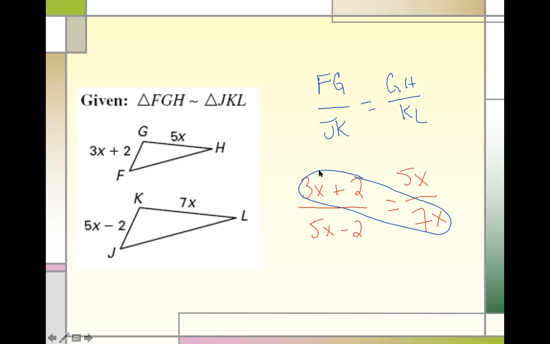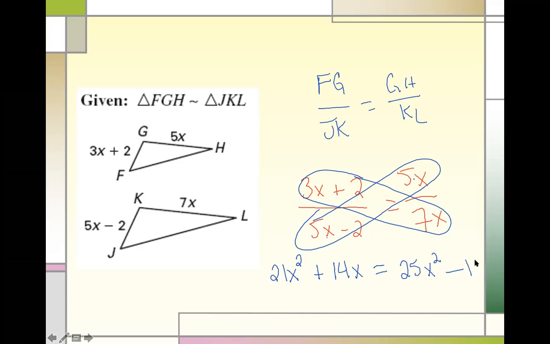So what is 7 times 3? 21. Good. And x times x is x to the second power. Yep, good. Now 7x times 2 is going to give me 14x. I have to set that equal to my other cross product. So now I'm going to multiply 5x times 5x. It's going to give me what? 25x to the second power. Perfect. Minus 10x.